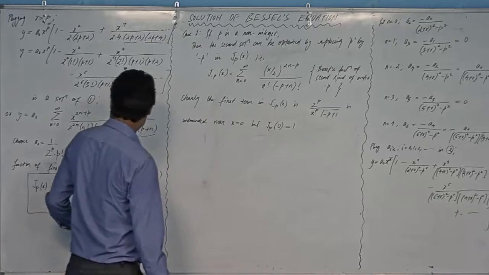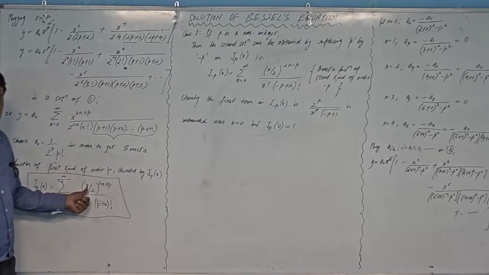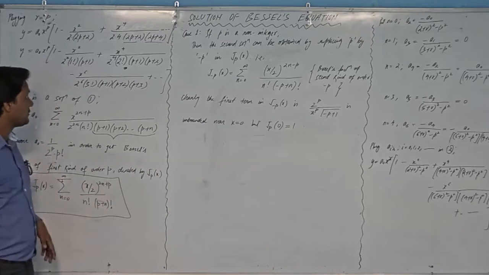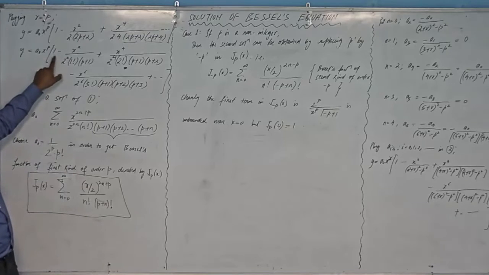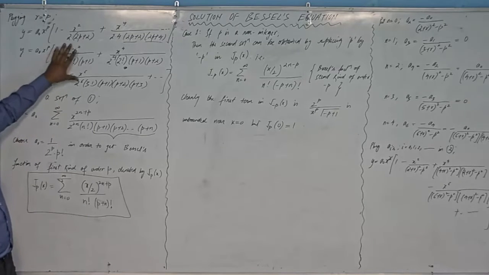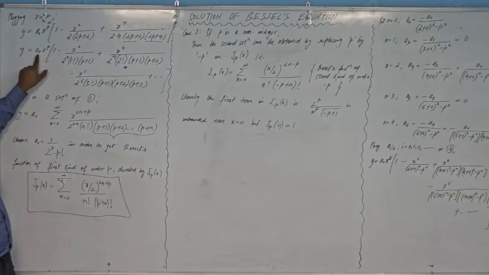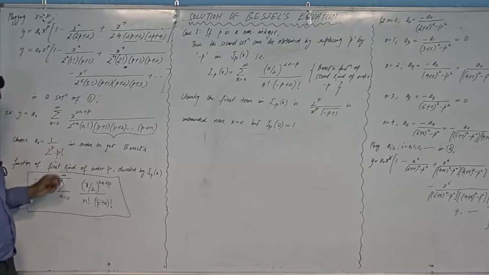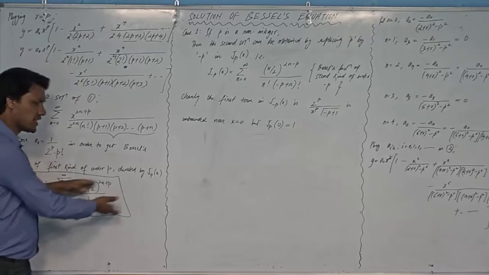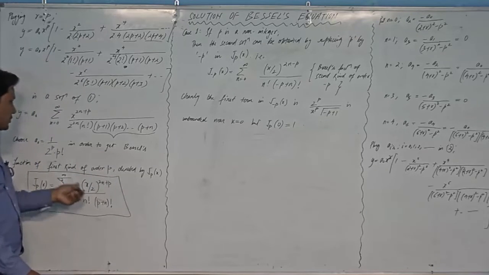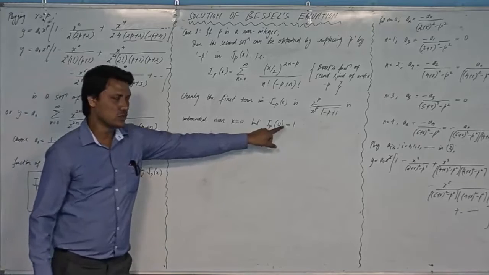You can see that. Put x equal to 0 here, and first you have to write it in expanded form. This is written here. This is the expanded form. If you put x equal to 0, all of these terms will go to 0. You will be left with 1 and a naught, and a naught is chosen in such a way that the first term will be 1. You should write it in expanded form first, and then put x equal to 0. You will see that J p 0 is equal to 1.